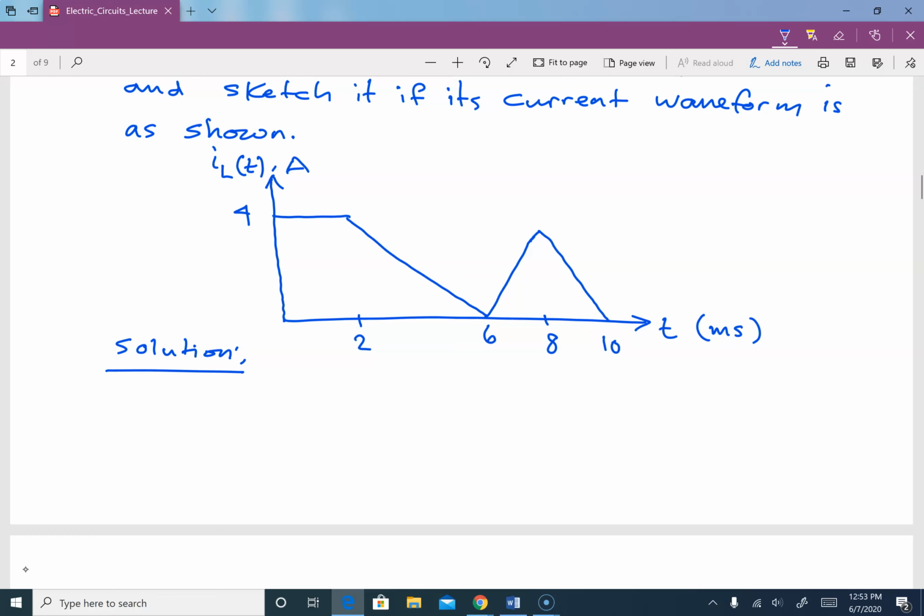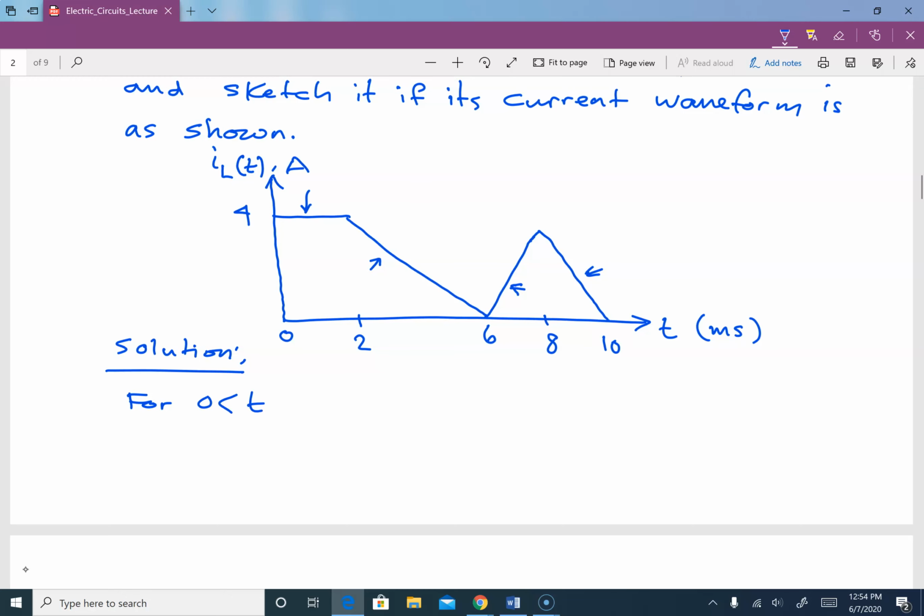So when we do our solution here, we have to find the equation for this line, this line, this line, and this line. Because if you can see, this current from 0 to 2 is 4 ampere, then it goes down from 4 ampere to 0 from the time interval 2 to 6, and then increases again to 4 from 6 to 8, and then decreases back to 0 for the interval 8 to 10 milliseconds. So we have to do these intervals.